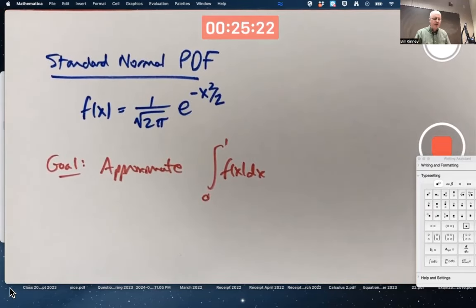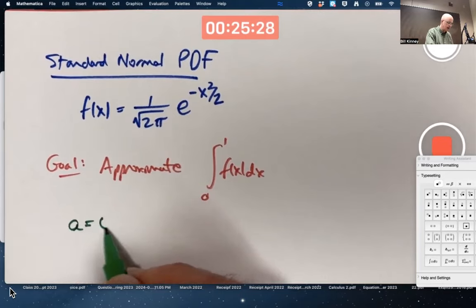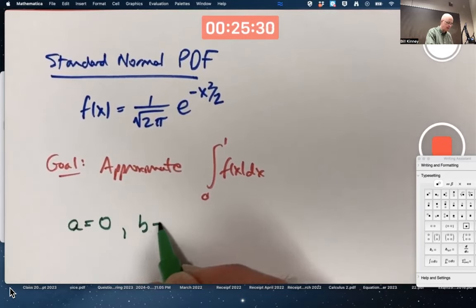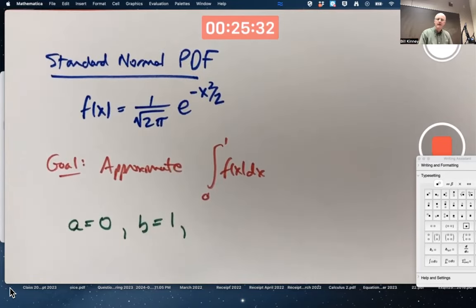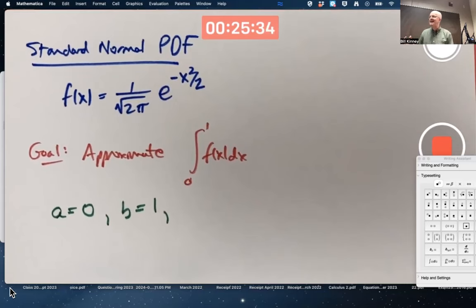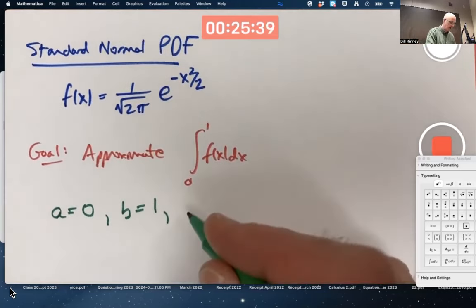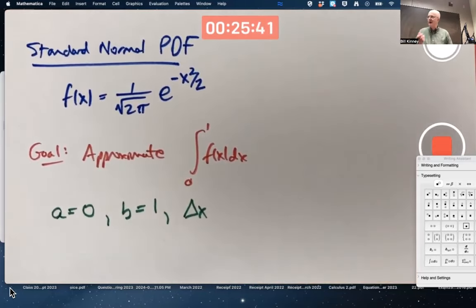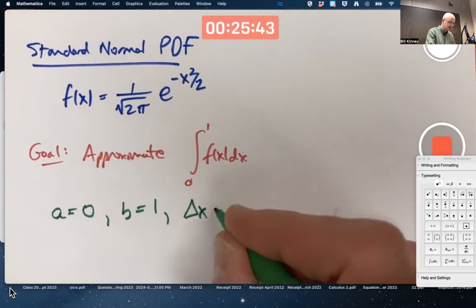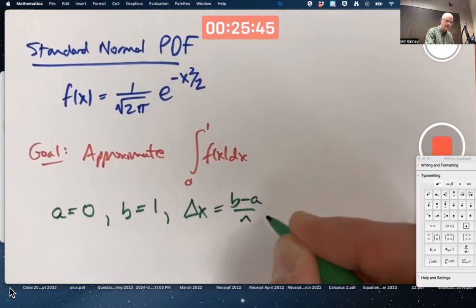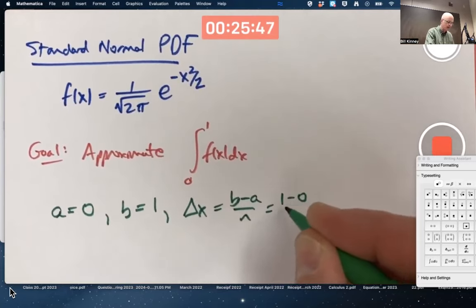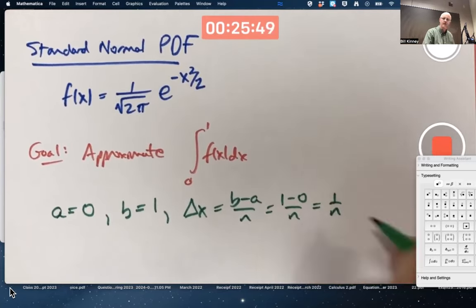So let's recall the basic setup of numerical integration. The a is the left endpoint, that's 0. The b is the right endpoint, that's 1. Based on a certain number n of rectangles, you would figure out what delta x is, the width of each rectangle, to be b minus a over n. So in this case, that's 1 minus 0 over n, or just 1 over n.